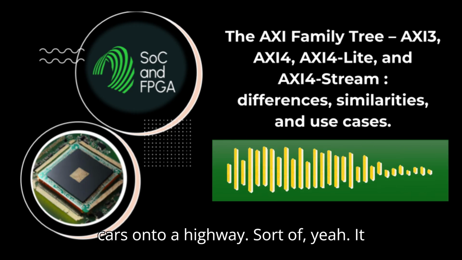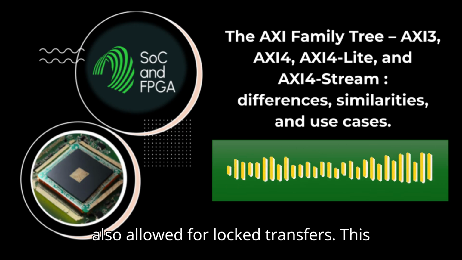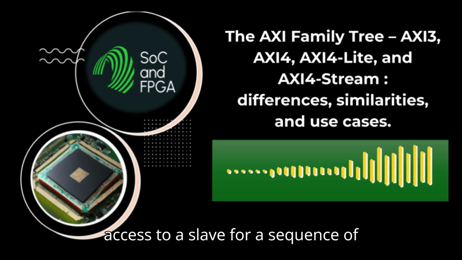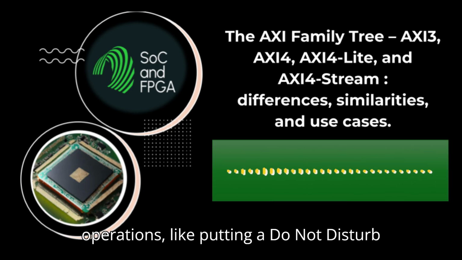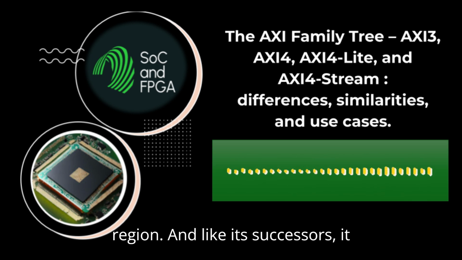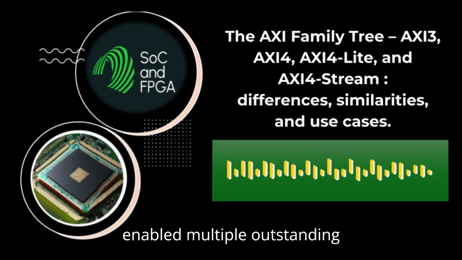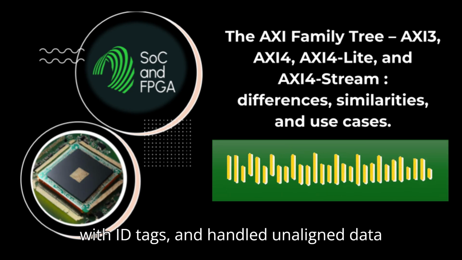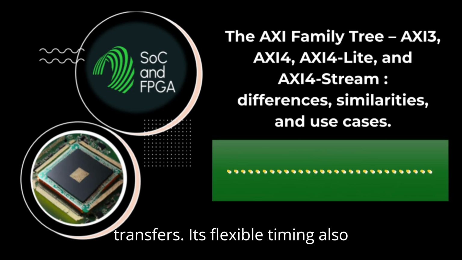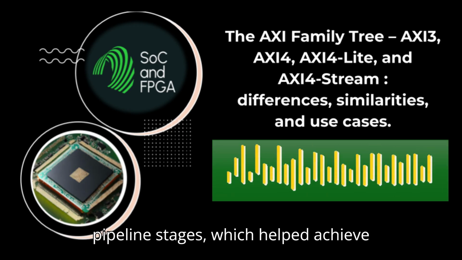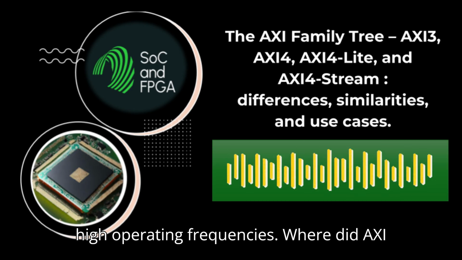Sort of, yeah. It also allowed for locked transfers. This essentially gave a master exclusive access to a slave for a sequence of operations, like putting a do not disturb sign on a specific register or memory region. And like its successors, it enabled multiple outstanding transactions, out-of-order completion with ID tags, and handled unaligned data transfers. Its flexible timing also allowed designers to easily insert those pipeline stages, which helped achieve high operating frequencies.